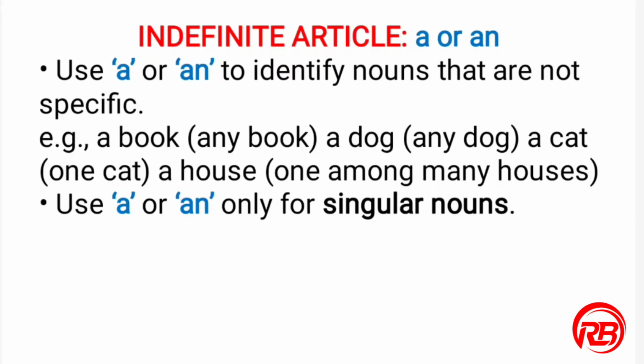Example: a book, a dog, a cat, a house. So here a book means any kind of book. It is general, so we apply a before the noun. Use a or an only for singular nouns. The definite article will come before singular or plural, but the indefinite article a or an will come only before singular nouns.